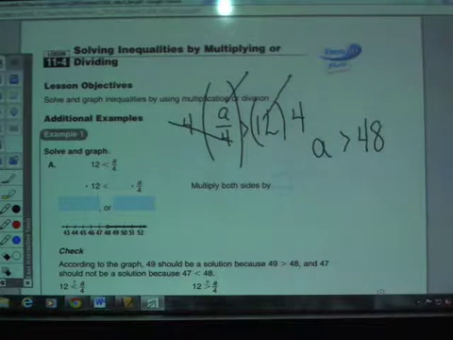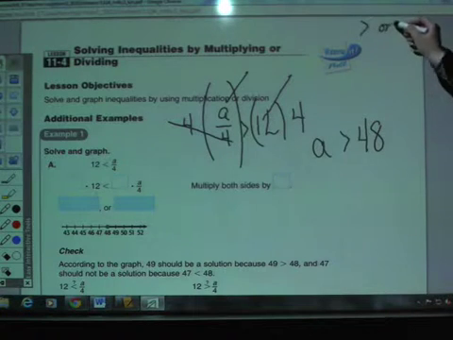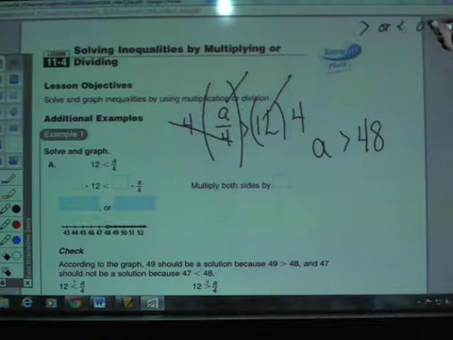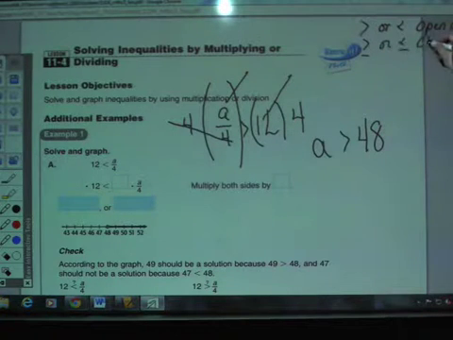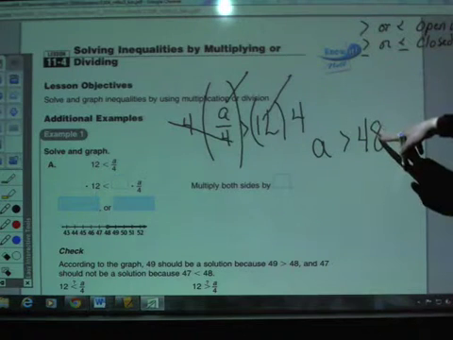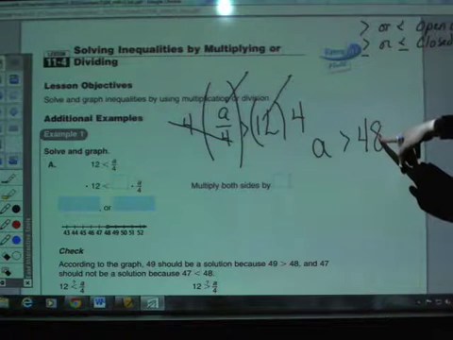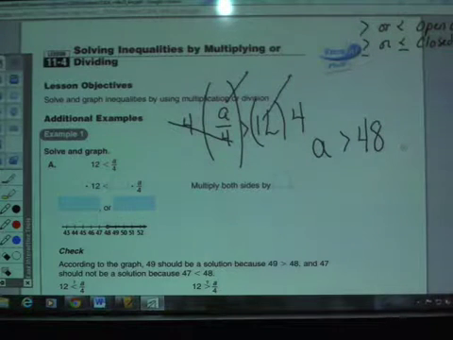Now I want to go ahead and graph that on the number line. Now as far as graphing that on the number line goes, hopefully you remember there's different dots that mean different things. If I have a question with greater than or less than, that gets put on the number line with an open dot. If I have a question with greater than or equal to or less than or equal to, those get put on the number line with a closed dot. So since this one is greater than, I'm going to put an open dot on the number I have in my inequality, the only number I have in my final solution here, 48. Then I'm going to shade from the dot to the right.